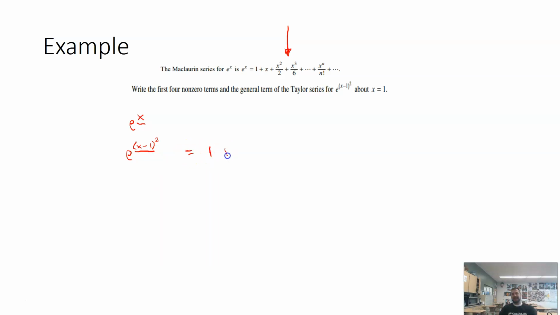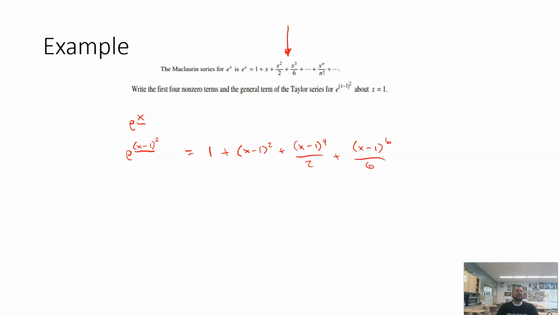If that's the case, then I just have to replace x with (x minus 1) squared everywhere that I see it. So I get (x minus 1) squared plus ((x minus 1) squared) squared, so that'd be (x minus 1) to the fourth power divided by 2, plus (x minus 1) squared to the third, which would be (x minus 1) to the 6th divided by 6. And there are the first 4 non-zero terms in that particular series.